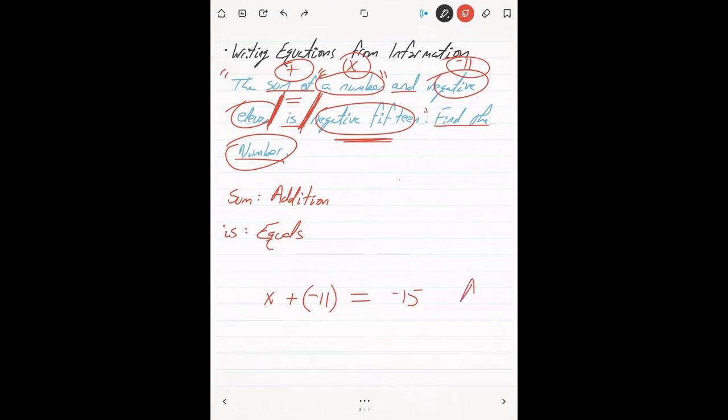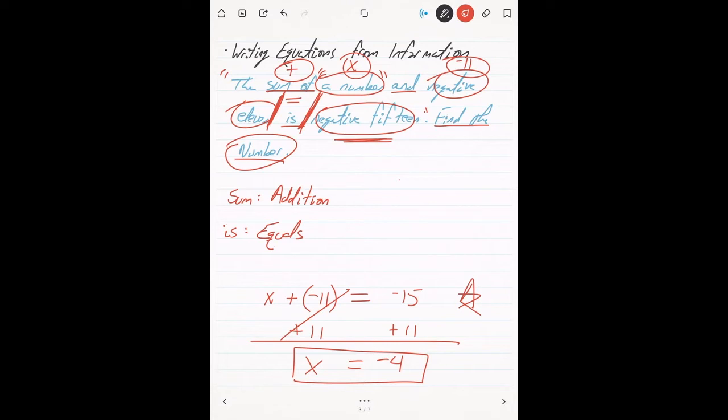So here we go. We have our equation. We have the sum of a number and negative 11, and we have that equal to negative 15. So we can go ahead and actually solve this. Well, let's add 11 to both sides. That'll cancel out. We have x is equal to negative 4. That is our solution. X is equal to negative 4.